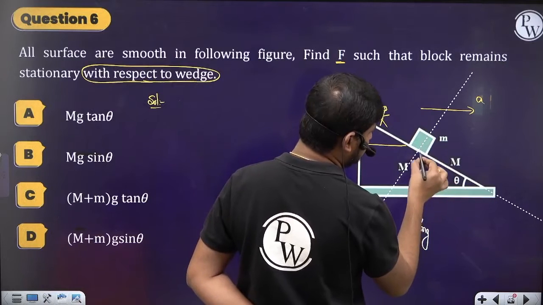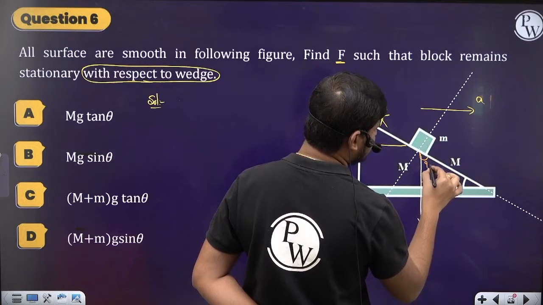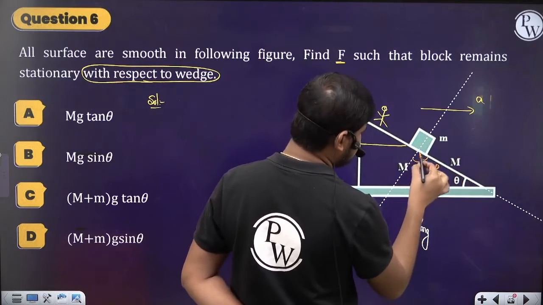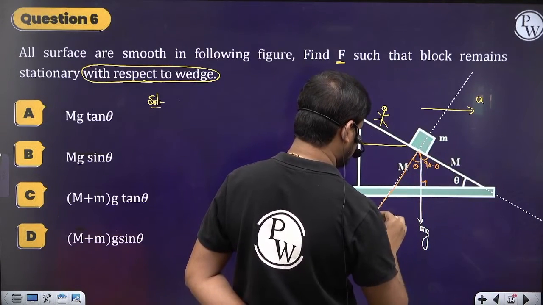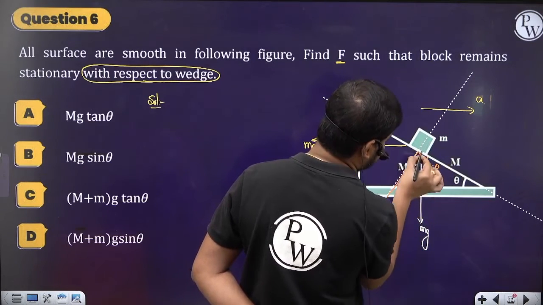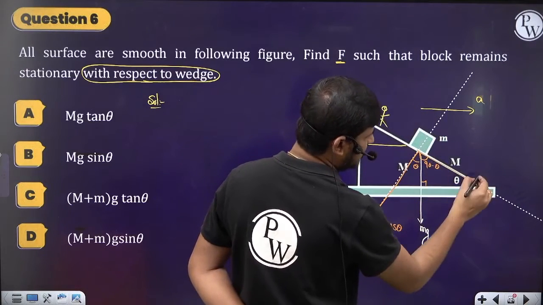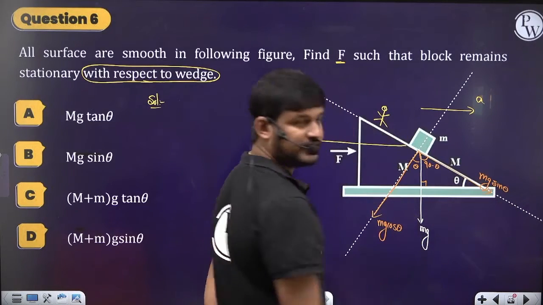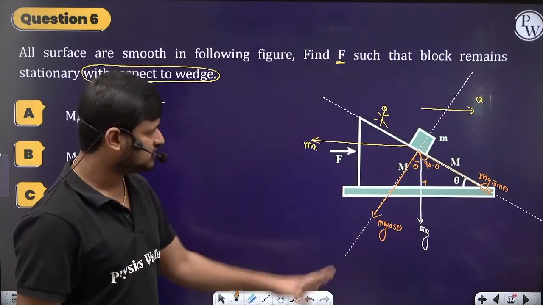If this is theta, this is 90, and this is going to be 90 minus theta, and obviously this is going to be theta. So this side we get the mg cos theta component. Observe carefully, guys. Along the inclined plane mg has two components. This is mg sin theta along the inclined plane, and along the perpendicular we get mg cos theta. So this part is clear.